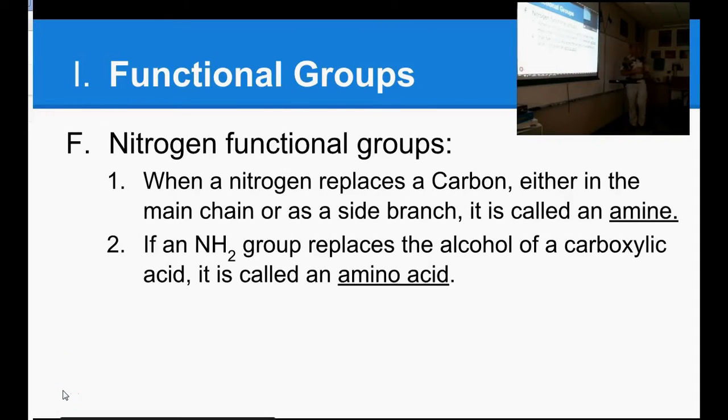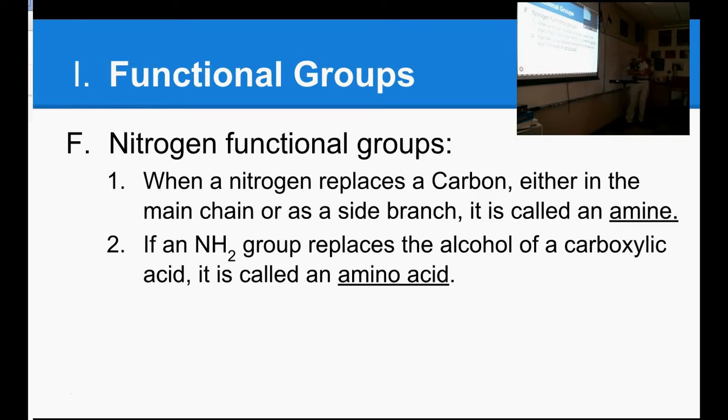Okay, the last group was a nitrogen-based functional group. So when you stick a nitrogen in a carbon chain, either on a side branch where you take the hydrogen off and stick a nitrogen there, and then the nitrogen has 2 more hydrogens off the side of it, that's called an amine. You would also call it an amine if the carbon were replaced by nitrogen in the main chain. So if it were carbons and then a nitrogen and then carbons, it's called an amine.